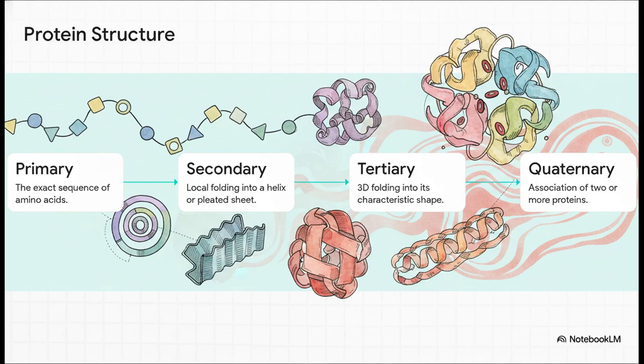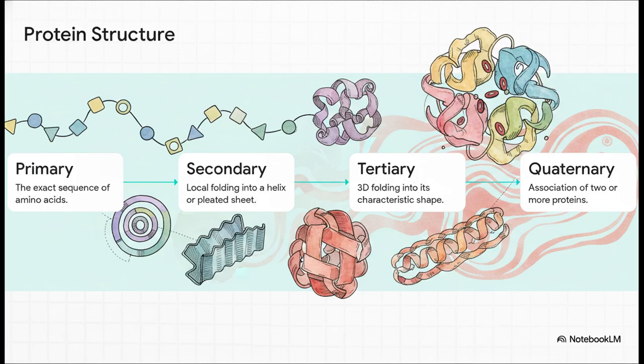And we can trace this structural evolution through 4 distinct levels. First up is the primary structure. This is simply the exact linear sequence of amino acids, which is determined directly by your DNA. Next is the secondary structure. This is where the chain locally folds into a twisting helix or a pleated sheet, mostly held together by little hydrogen bonds.